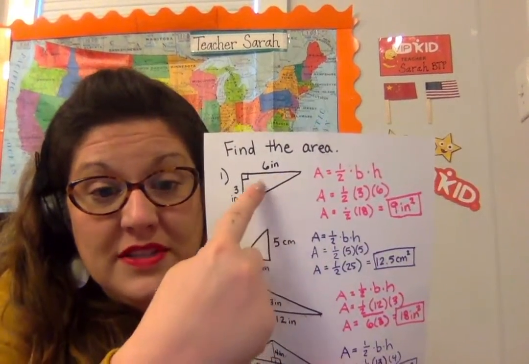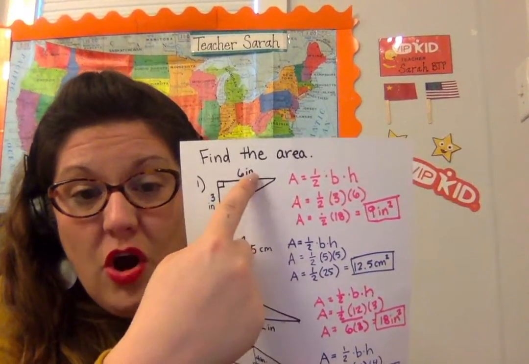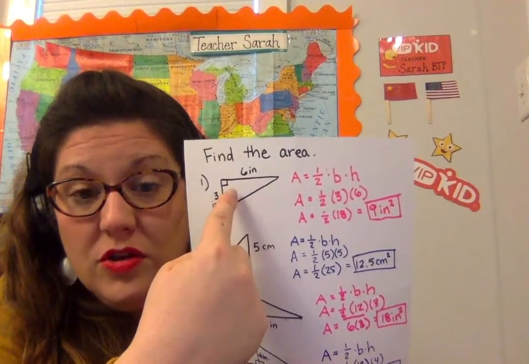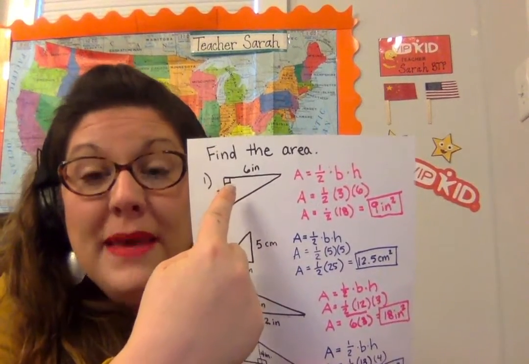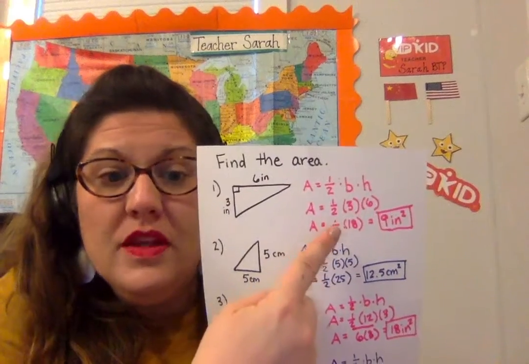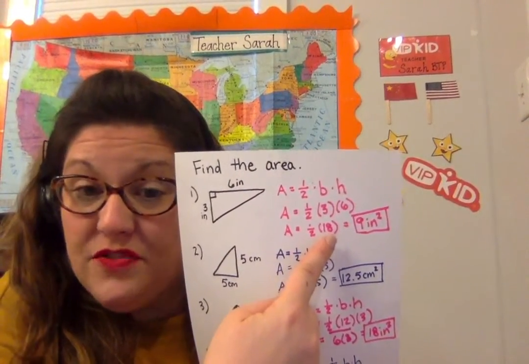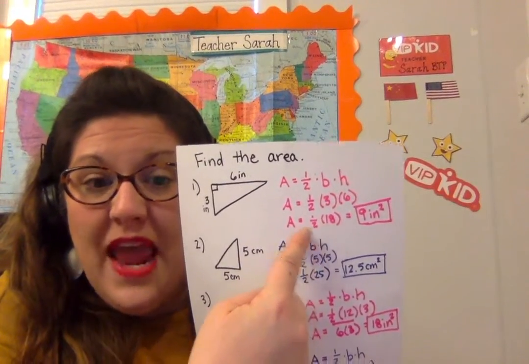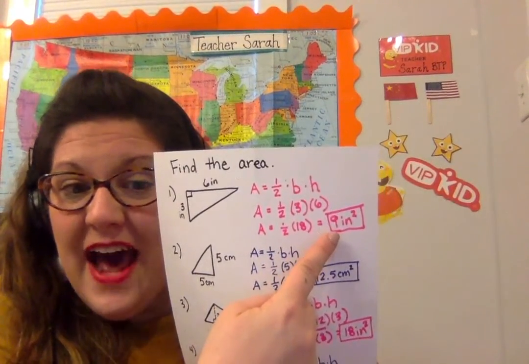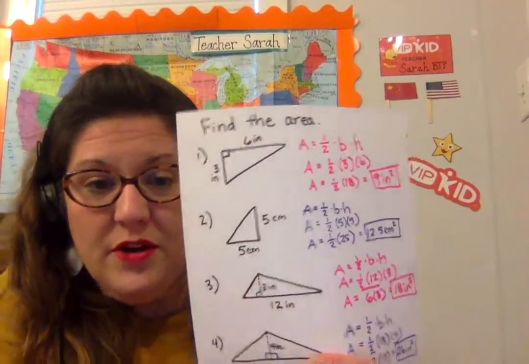The big thing to notice here is that your base and height are what we call perpendicular to each other. They meet at a right angle. So 1/2 times 3 times 6, I just multiplied 3 times 6 first and got 18. And then half of 18 is 9 inches squared.